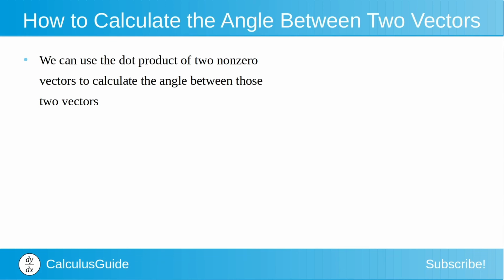We can use the dot product of two non-zero vectors to calculate the angle between those two vectors. The zero vector is the vector with all components equal to 0. A non-zero vector is any vector which is not the zero vector.